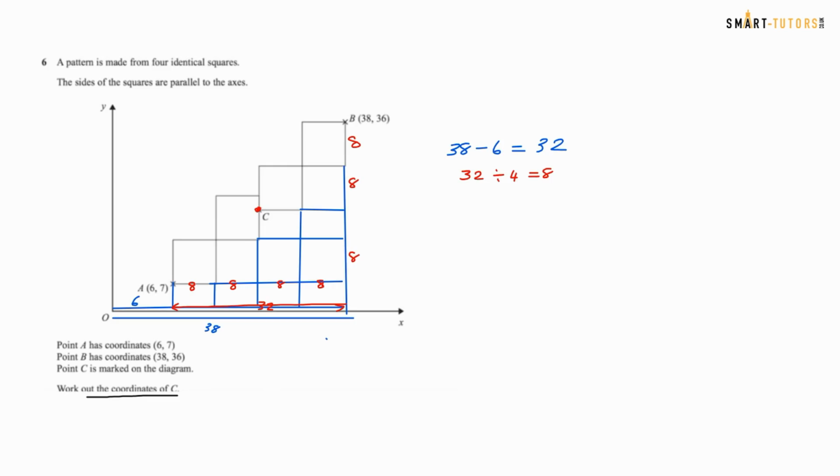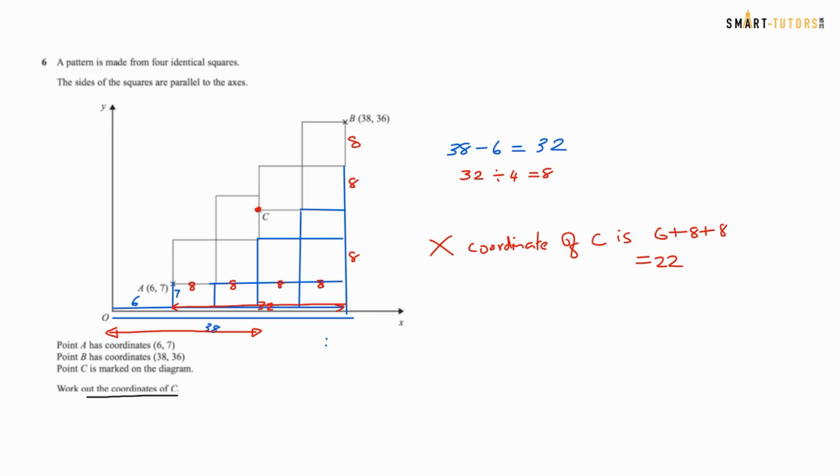So for the coordinate of C, the X coordinate, measured from the origin until this point, is going to be 6 plus 8 plus 8. So the X coordinate of C is 6 plus 8 plus 8. So that is going to give 22.